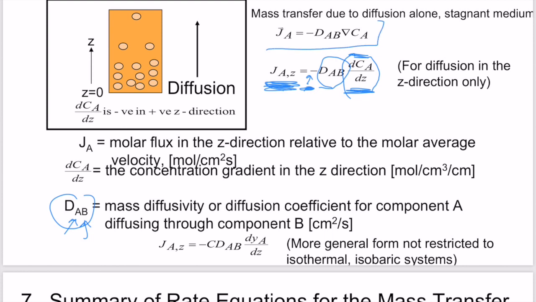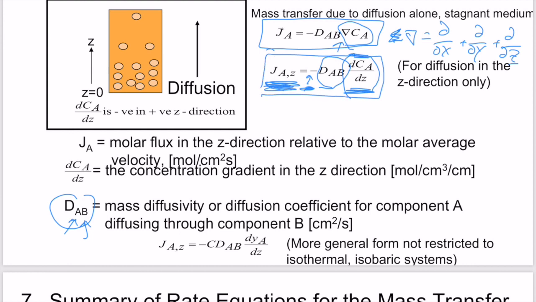If you're looking in 3 dimensions, you can use this equation where this del operator, whoops, I drew it upside down. A del operator is just partial with respect to x plus partial with respect to y plus partial with respect to z. That's all that means. So it's a shorthand for differentials in multiple dimensions. So this would be the partial of CA with respect to x plus the partial of CA with respect to y plus the partial of CA with respect to z. And then this one that we've been looking at is just the one in the z direction.